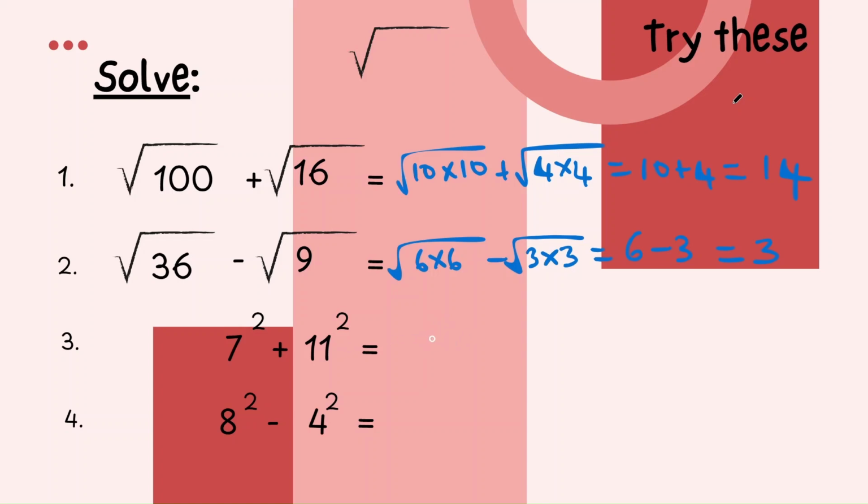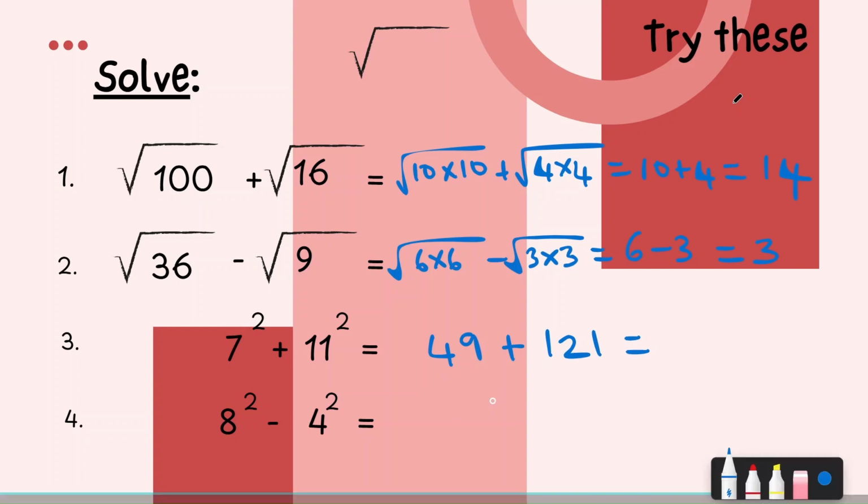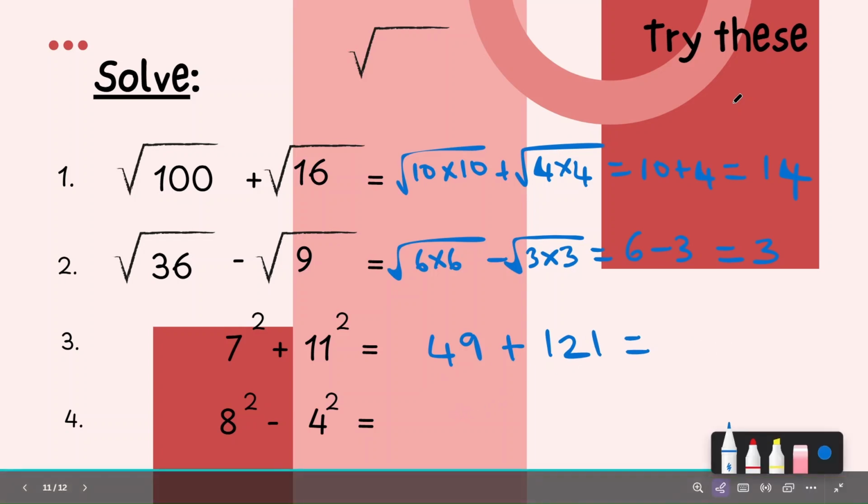7 square, 7 sevens are 49. 11 elevens are 121. What is the answer for this? 8 square is 8 eights are 64 minus 4 fours are 16. What is the answer for this?